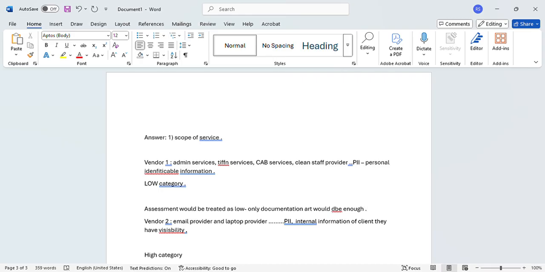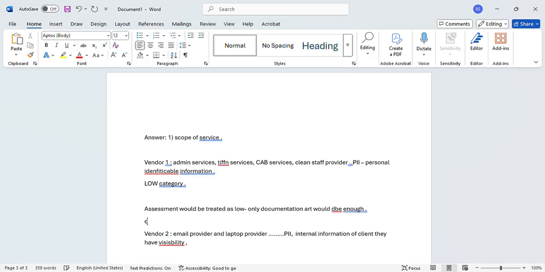Why? Because they are only collecting the PII data. And if something went wrong, there would be no impact because the data is not critical for vendor number one. That's why this vendor is treated as a low category.